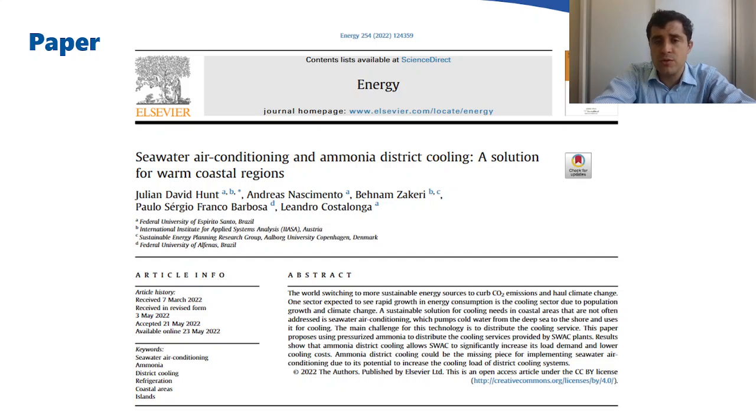Ammonia refrigeration is used in industrial processes to distribute cold for different processes. However, it is not yet implemented in district cooling. District cooling is very rare because of its efficiency and high costs. However, I propose ammonia for district cooling, particularly interesting with seawater air conditioning, and it's the first proposal to use ammonia as district cooling. At least I didn't find any other reference for this.